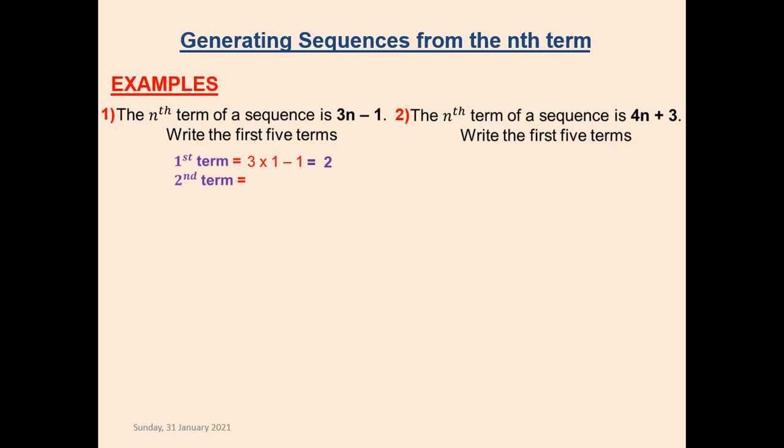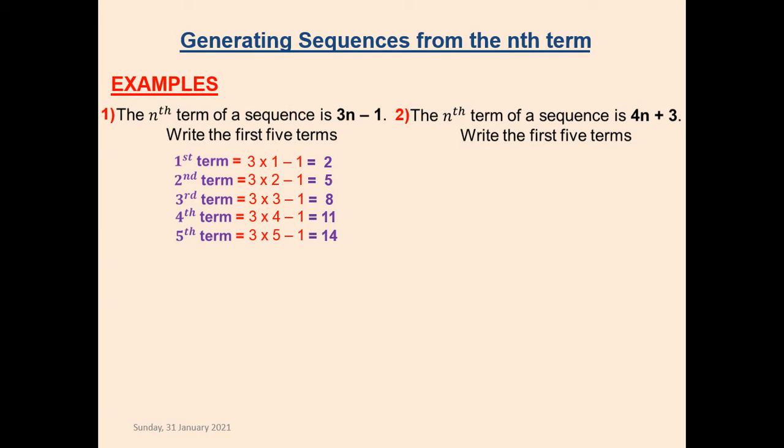Second term now. Once I work out what my second term is, n would have to be 2. So I'm going to replace the n with 2. That would be 3 times 2 minus 1. 3 times 2 is 6, minus 1 gives me 5. And so on and so forth to work out the third term, the fourth term, and the fifth term. Please pause the video, copy out example 1, and have a go at example 2. Work out the first 5 terms of the nth term 4n plus 3.